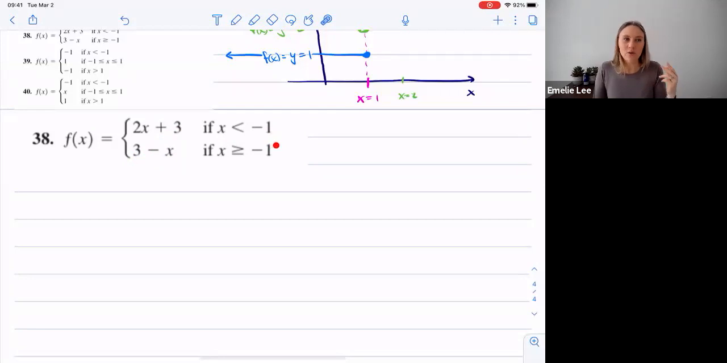And so what we do is draw each of these in Desmos. Then what's going to happen is, for x less than negative 1, not including negative 1, so open dot here, it's going to behave like 2x plus 3, which would be a positive slope like this. And then at x equals negative 1, it's going to transition over to behave like 3 minus x, which should be a negative slope.